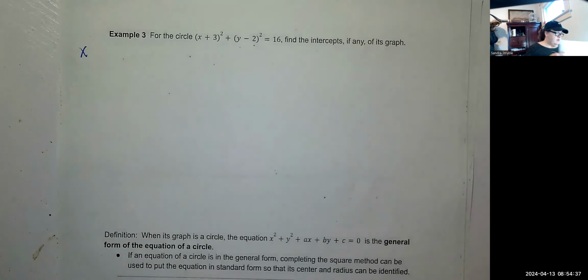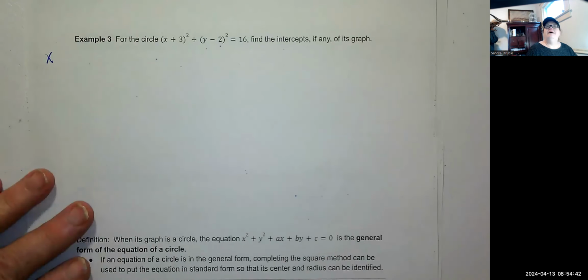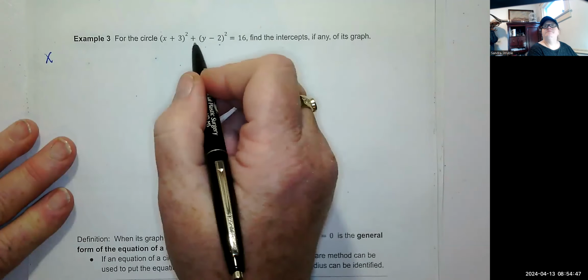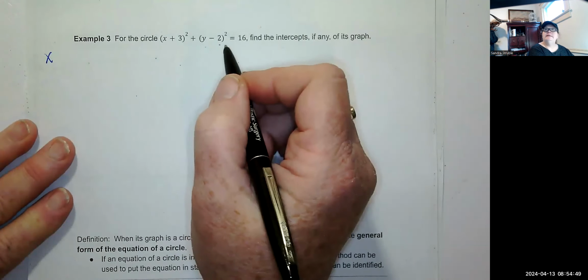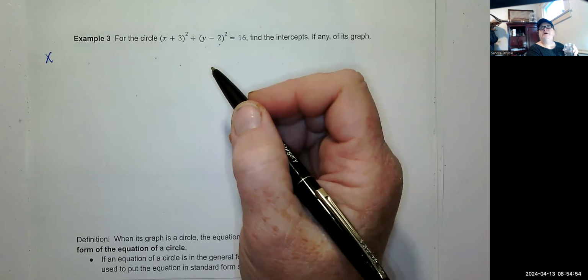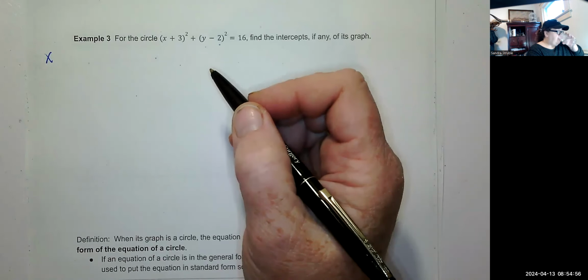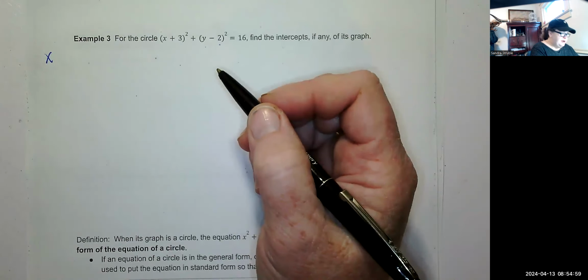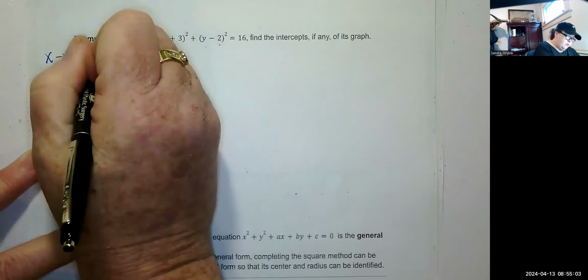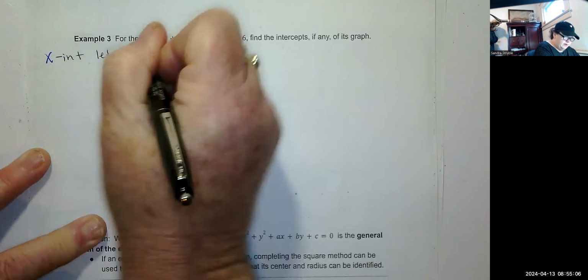Now, my turn to do the intercepts. For the circle x plus 3 squared plus y minus 2 squared is equal to 16. Find the intercepts. We're going to do the same thing. All right, so x-intercept. We're going to let y equal 0 and solve for x.